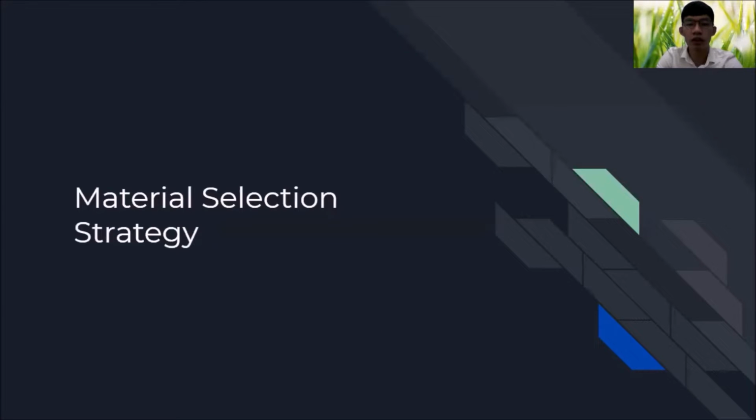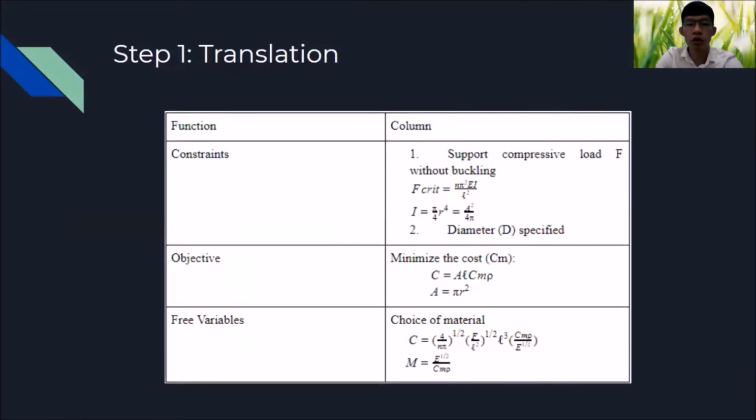The next is the material selection strategy. There are 4 steps in this strategy. The first step is translation, second is screening, followed by ranking, and the last step is documentation. Now, we start with the first step, translation.